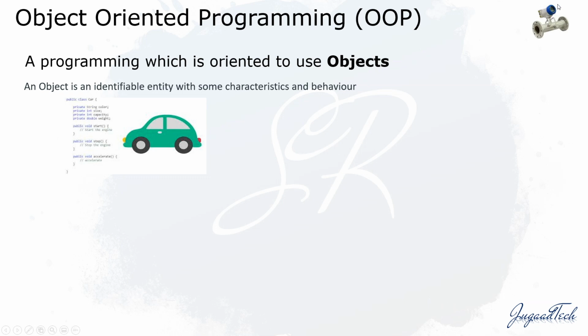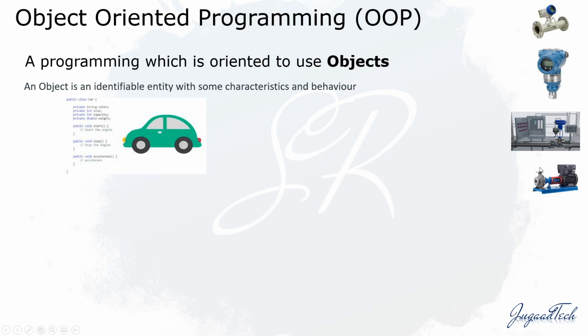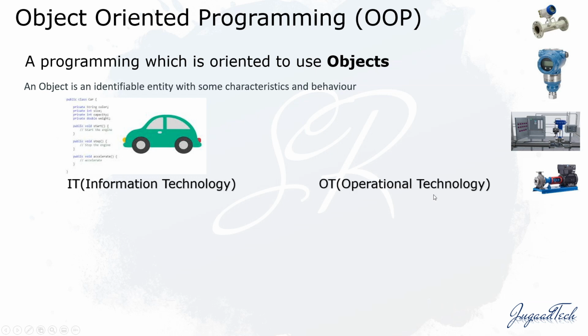Similarly, when we come to the OT side, we have flow transmitters, which can be an object. We have pressure transmitters and pressure sensors, which are also objects. We have actuators like control valves, and pumps. We can call these objects because these are the major things working in the operational technology side. So IT is information technology, and OT is operational technology.